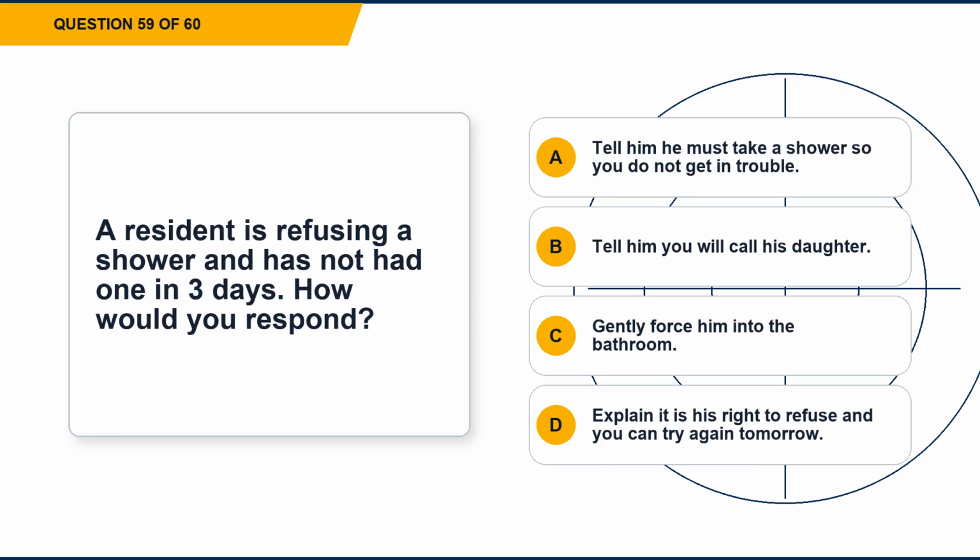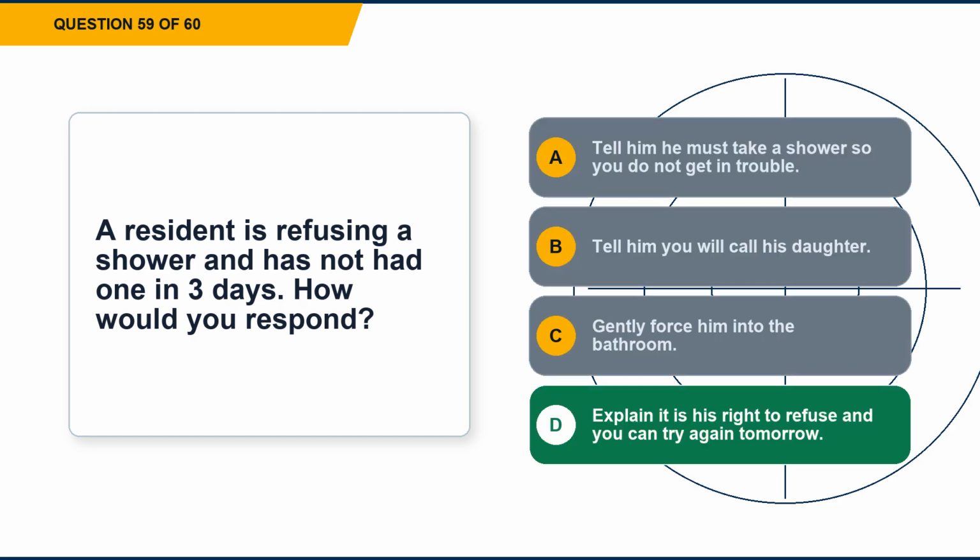Question 59. A resident is refusing a shower and has not had one in 3 days. How would you respond? Option A, tell him he must take a shower so you do not get in trouble. Option B, tell him you will call his daughter. Option C, gently force him into the bathroom. Option D, explain it is his right to refuse and you can try again tomorrow. The correct answer is option D, explain it is his right to refuse and you can try again tomorrow.